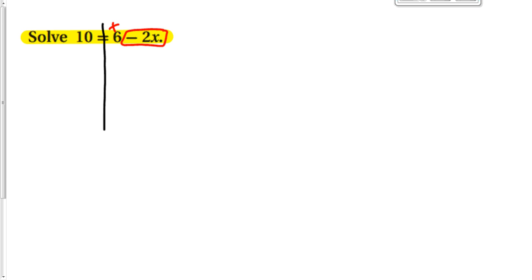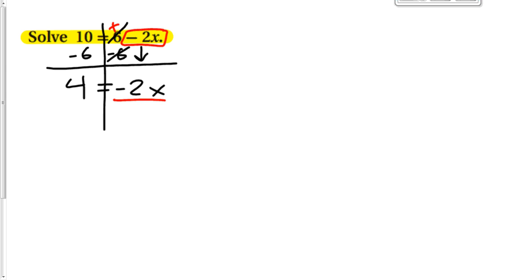So what I'm going to do to get rid of 6 is subtract it. I'm going to do that on both sides. So now this drops down. And now, this is why the signs in front of the terms are so important. We have negative 2 times x. We're not going to divide by positive 2. I'm going to divide by negative 2. And it's going to completely change what we get for an answer. So negative 2 divided by negative 2 cancels.